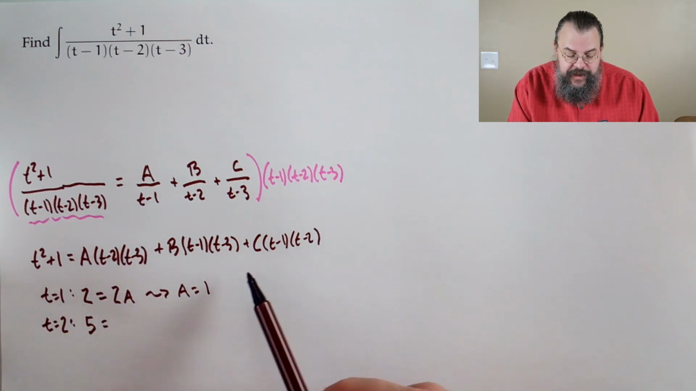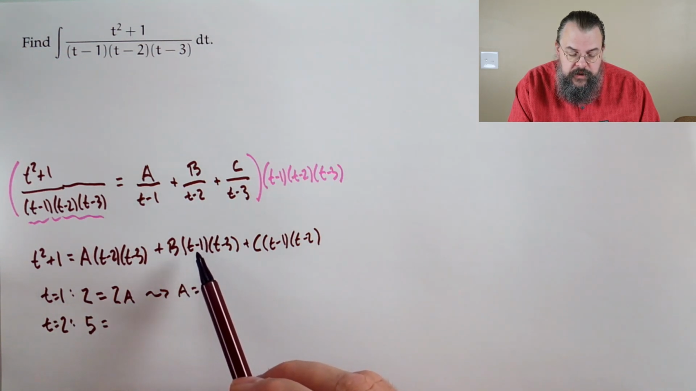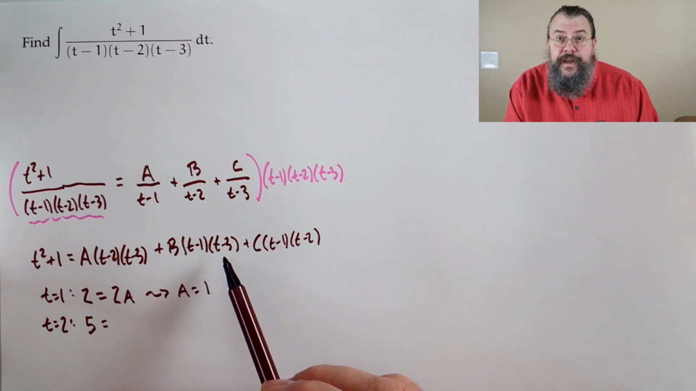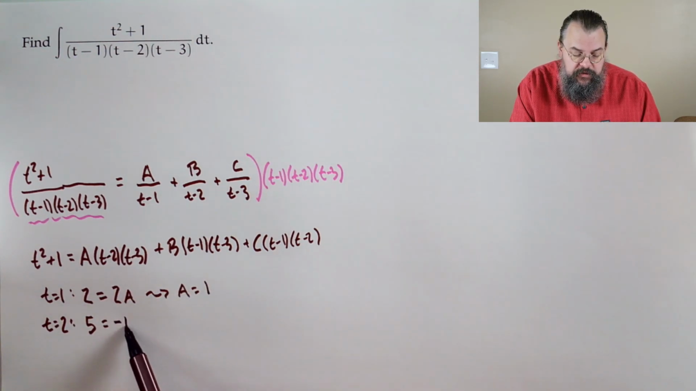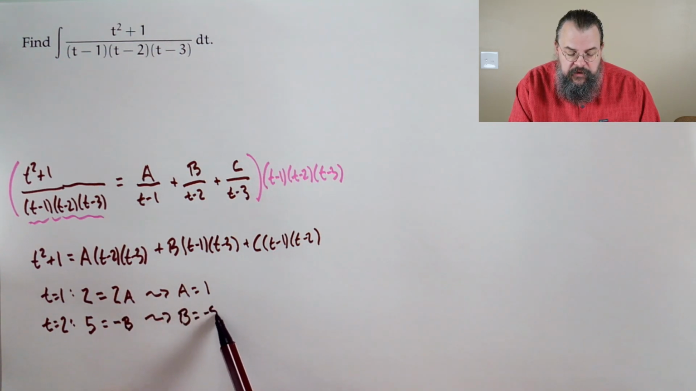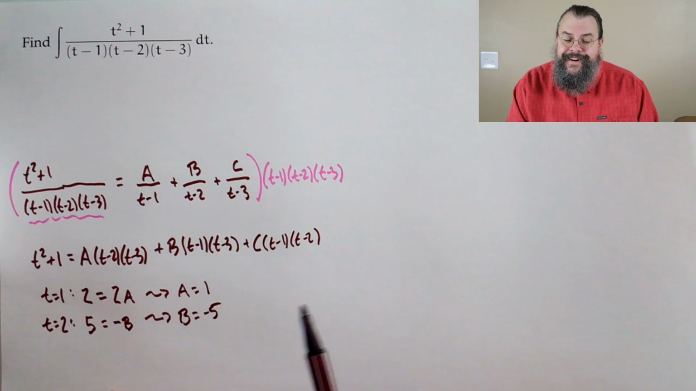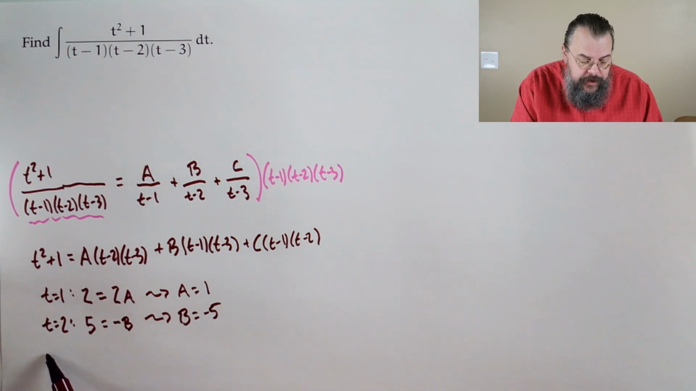And the last term is gone. Middle term, we're going to have 2 minus 1, which is 1. 2 minus 3, which is negative 1. So we're going to end up with negative B. Okay, so that says B is negative 5. Well, that's nice. Okay, one more choice, and we're good to go.